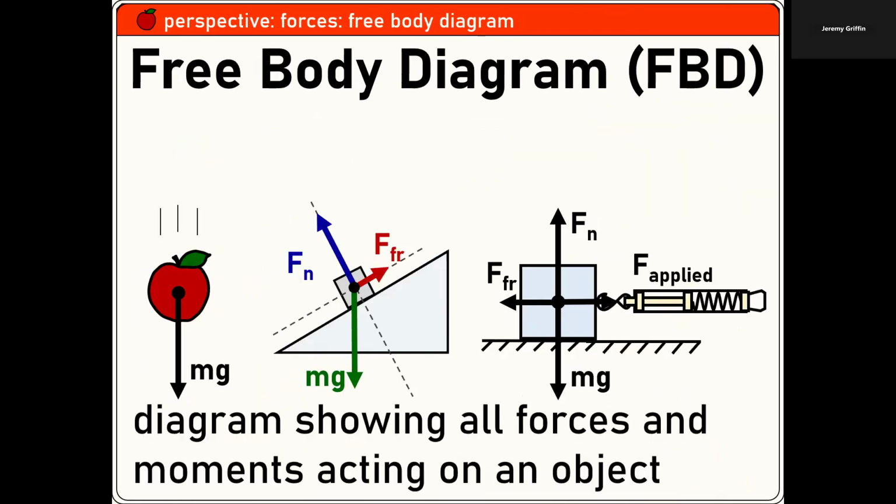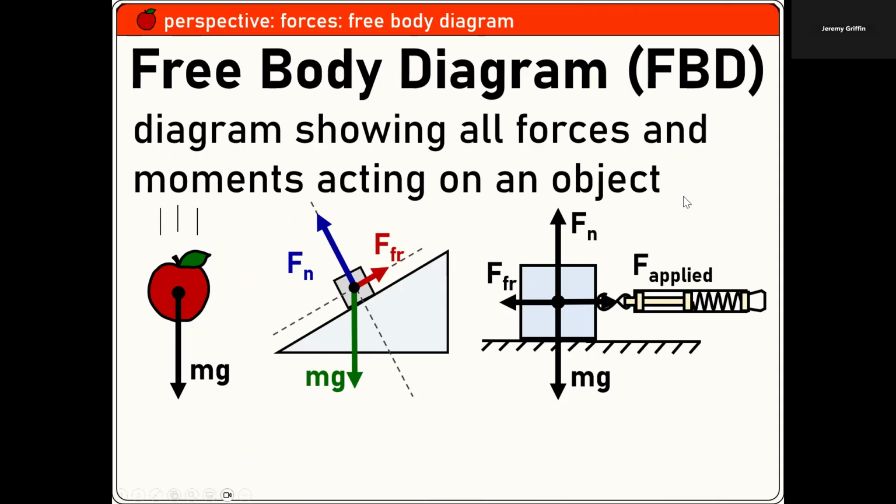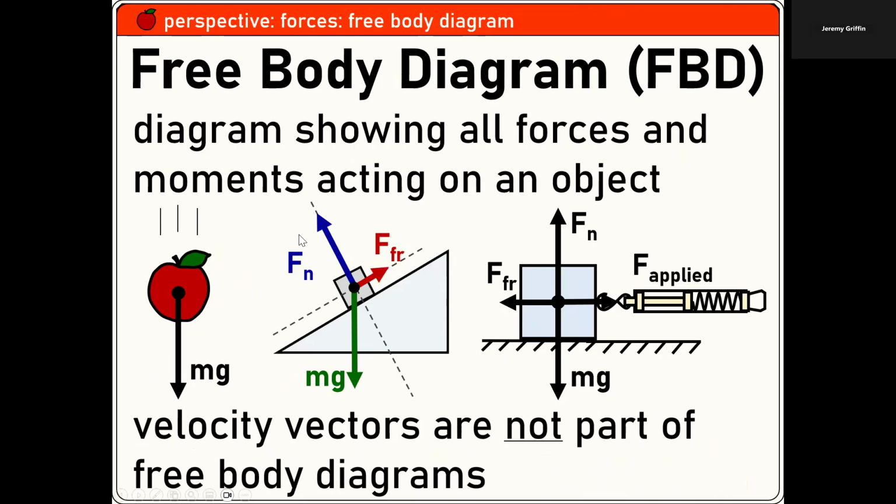Okay, in lab. All right, free body diagram. We're going to show all the forces and moments, let's say torques, acting on an object. Now, in this class, typically we're just looking at the forces. You could also draw some kind of rotational moment, like a torque acting on it. But by the time we got to rotational dynamics, we ended up creating force diagrams instead, and we just showed the location of all the forces. So really in this class, we're just going to list the forces. Okay? Guys, are velocity vectors forces? No. So velocity vectors are not part of free body diagrams.